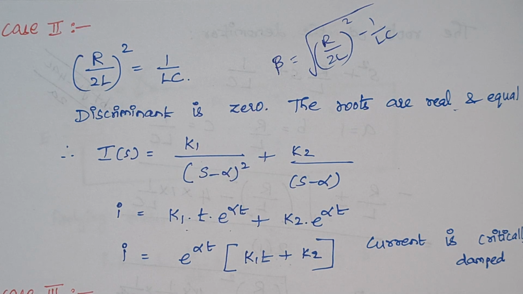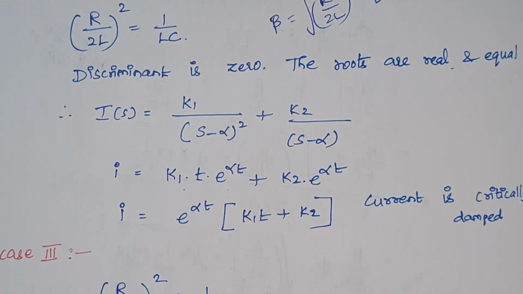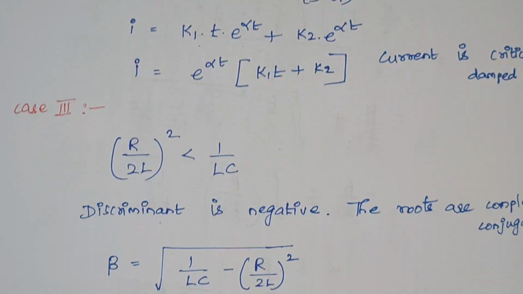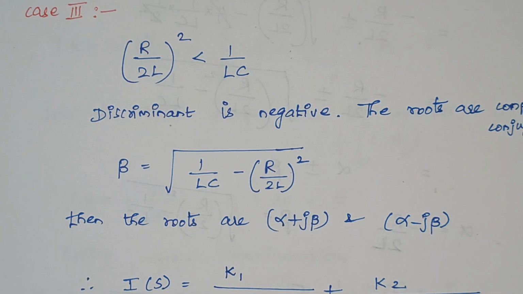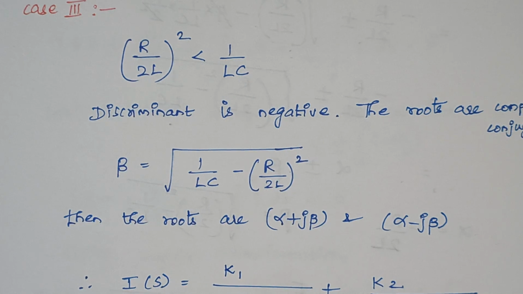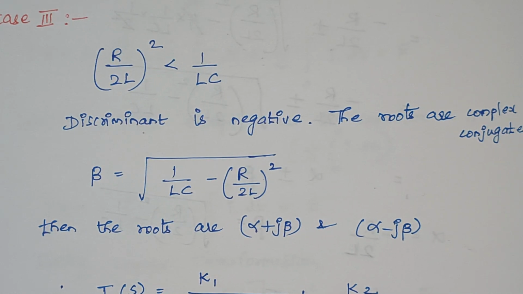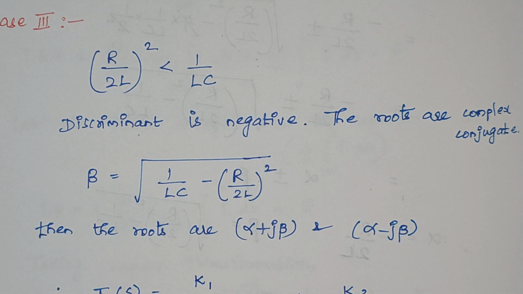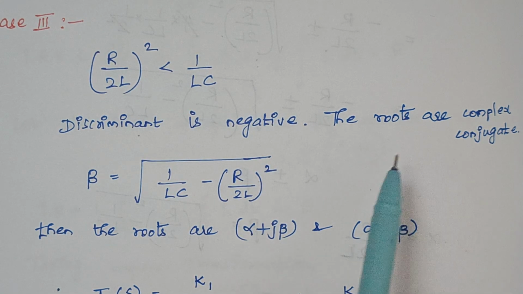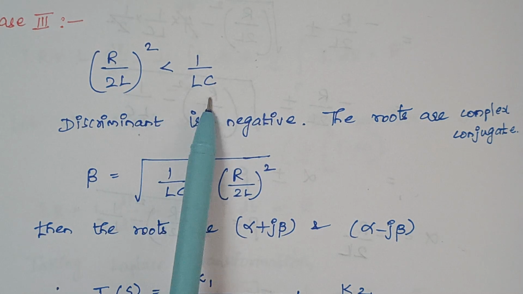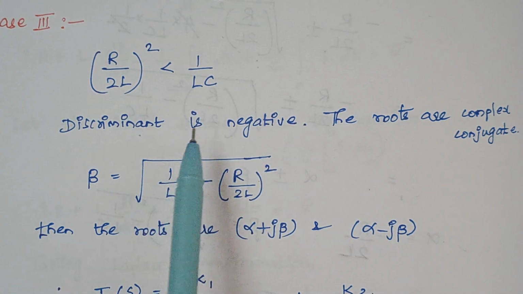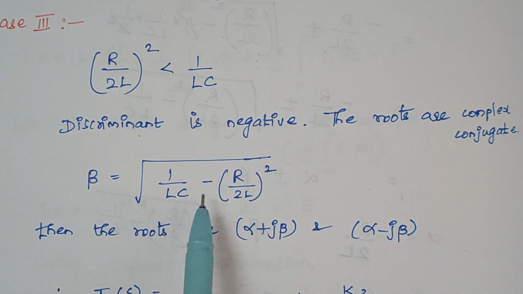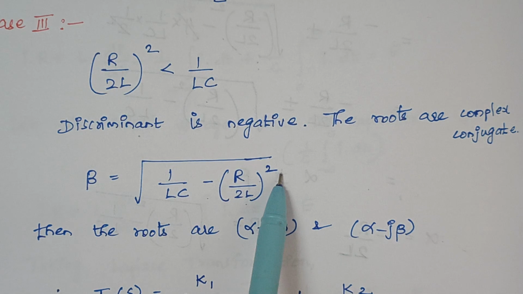Now the next thing is case 3, that is (R by 2L) whole square is less than 1 by LC. So in this case what happens? The value of beta becomes negative. So therefore the roots are said to be complex conjugate. So when this is less than this, beta is written as, so this is your bigger value now, square root of 1 by LC minus (R by 2L) whole square.